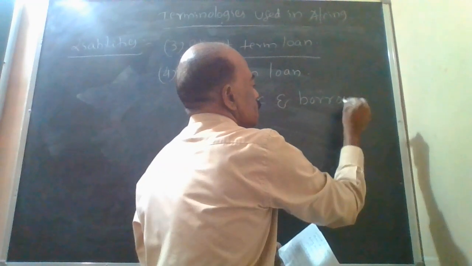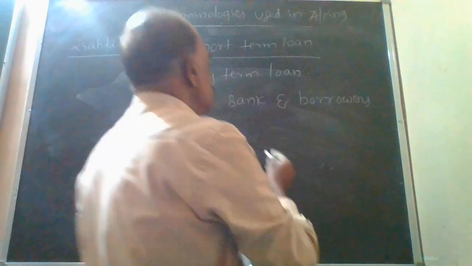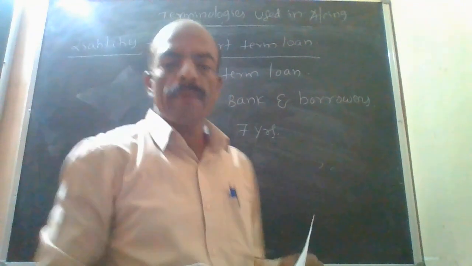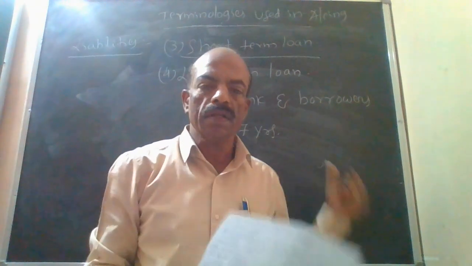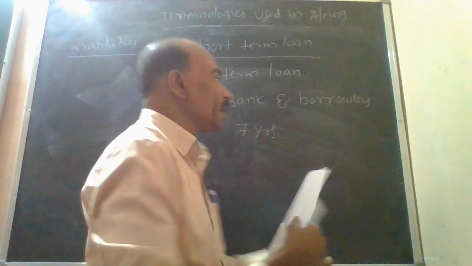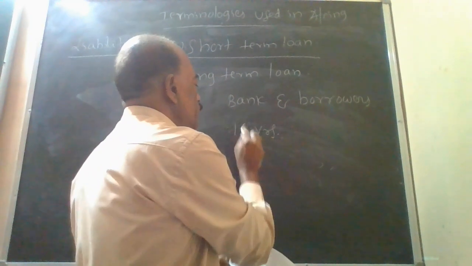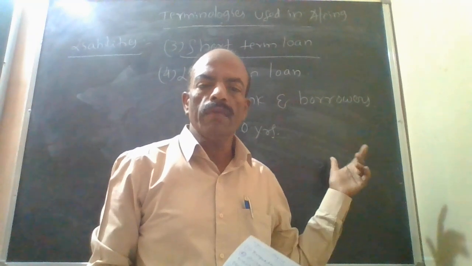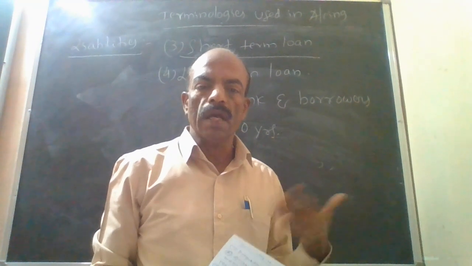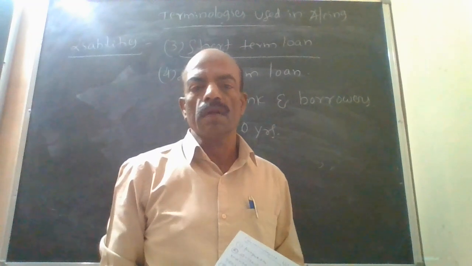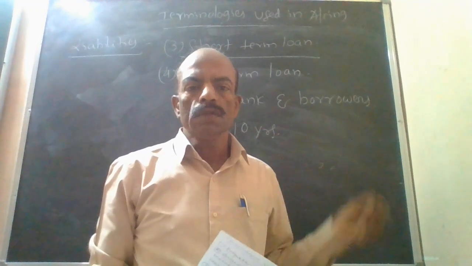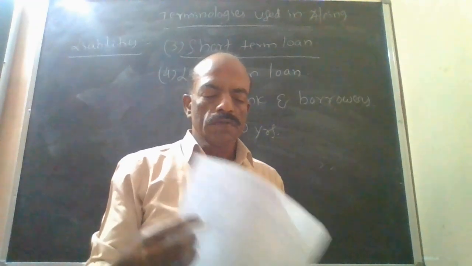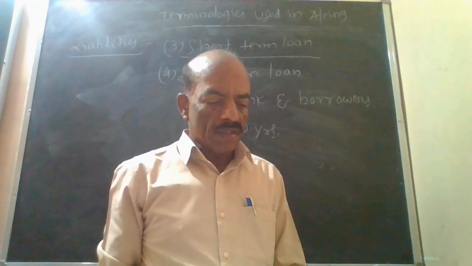Suppose a bank gives 7 years to repay that loan, so they can repay that loan within the 7 years only. Suppose they give time for 10 years, within the 10 years they can pay. So 5 years or more than 5 years they are required to repay. That is called long-term loan. But in short-term loan they are required to repay within 1 year.